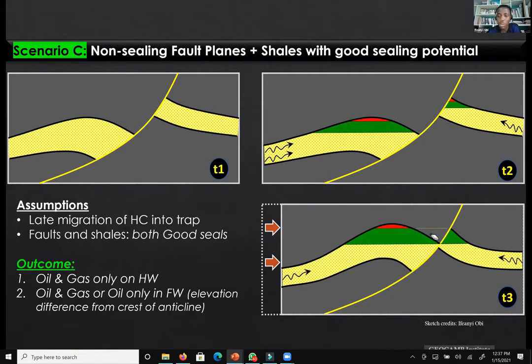But on the footwall, because of the elevation, let's say we have a regional gas-oil contact in that basin, we cannot hold gas beyond a certain limit in this area. What that means is that if I'm putting a well on the hanging wall, I'm going to find both oil and gas. If I'm putting another well on the footwall, I'm going to find just oil. And that's because of everything that we've talked about, which is the fault plane being non-sealing and the shales being good regional seals in this area.